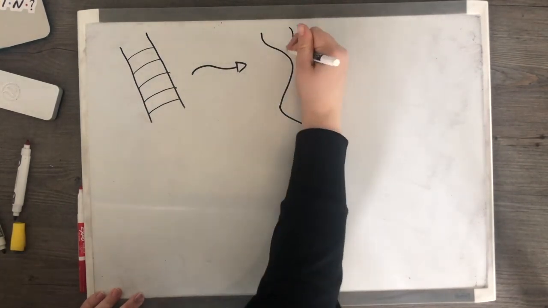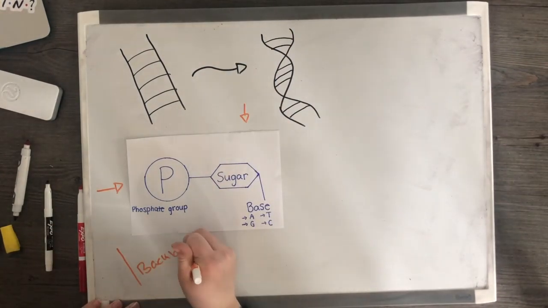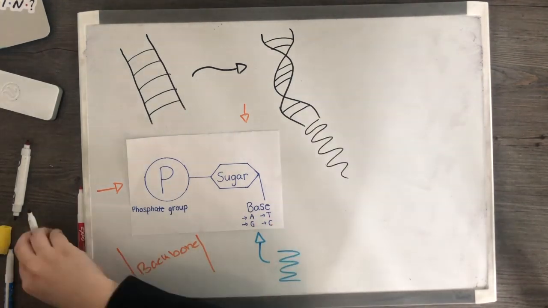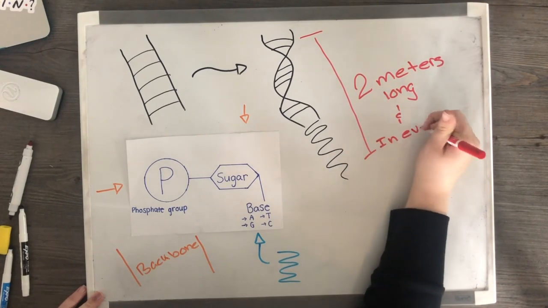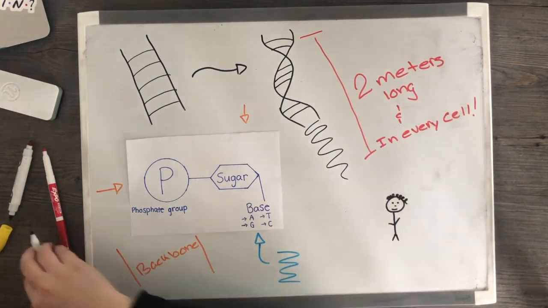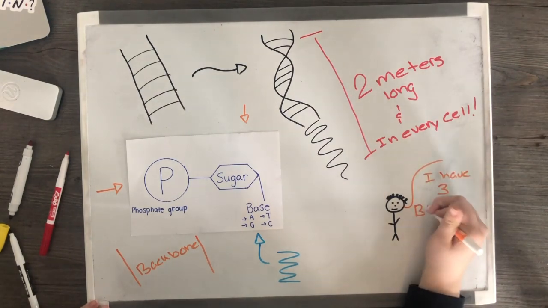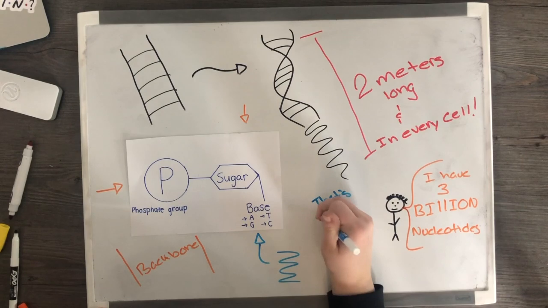DNA consists of a double helix, which makes it look like a spiral ladder. The phosphated sugar molecules form the ladder's backbone, and the nitrogenous bases form the rungs. Each unit of DNA is composed of deoxyribose sugars, phosphates, and nitrogenous bases. This is the formation of one nucleotide. Each strand of DNA is about 2 meters long and in every single cell. Humans have about 3 billion nucleotide pairs.